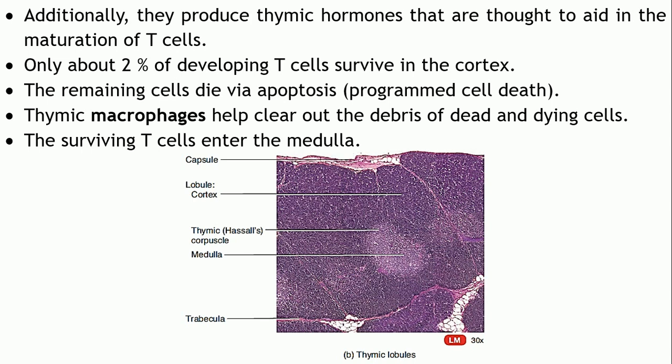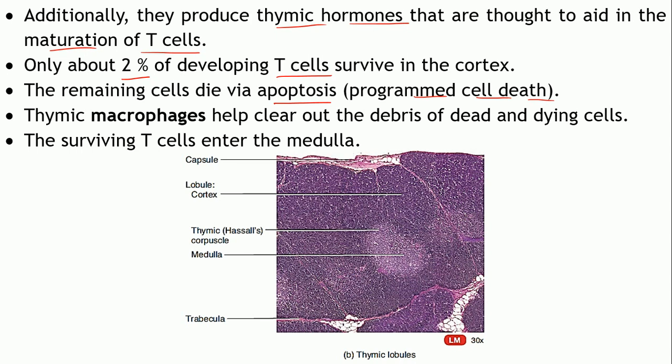Now apart from this, the epithelial cells also produce the thymic hormones. So these hormones help in the maturation of the T cells. So overall what do we understand? That the T cells which are present in this cortex are immature in nature and most of them undergo apoptosis, that is programmed cell death, that is they are destroyed, and only about 2% of these developing T cells can survive in the cortex. Rest all are removed. They undergo cell death.